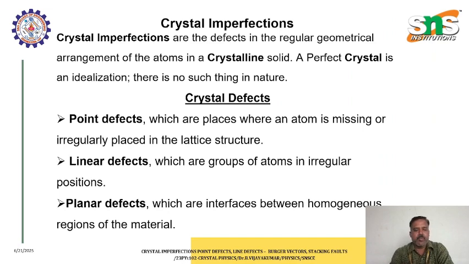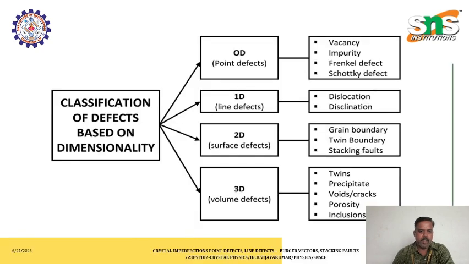First of all, what is a crystal imperfection? We call it a defect of the crystal. It is a defect in the irregular geometrical arrangement of atoms in a crystalline solid. A perfect crystal is an idealization; there is no such thing in nature. Crystal defects are called point defects, linear defects, and planar defects. A point defect is a place where an atom is missing or irregularly placed in a lattice structure. A linear defect is a group of atoms in irregular positions. A planar defect is an interface between homogeneous regions of the material.